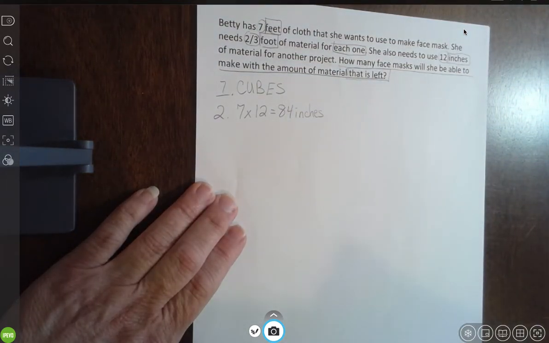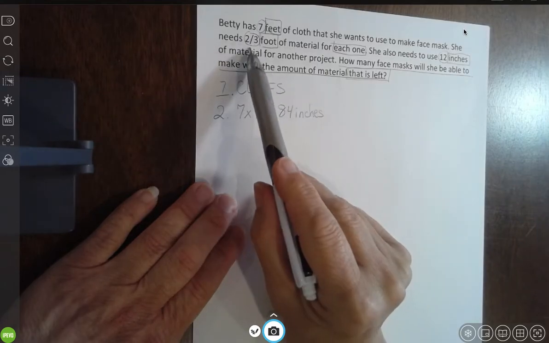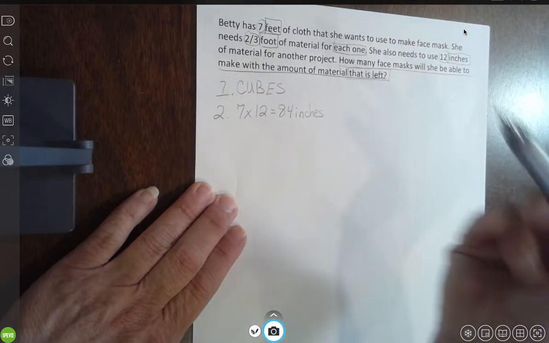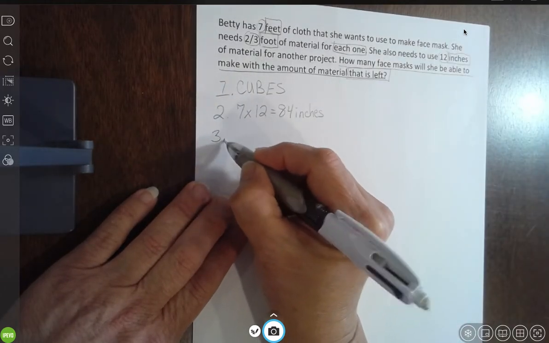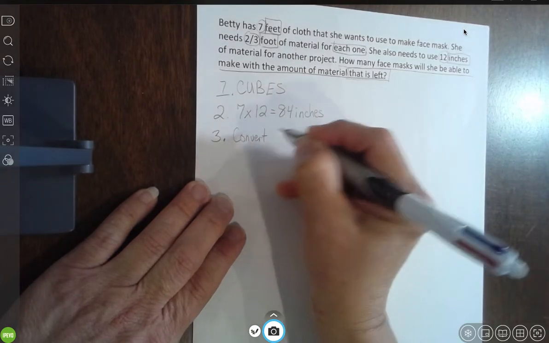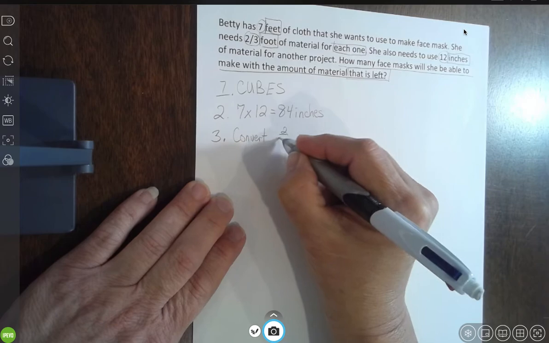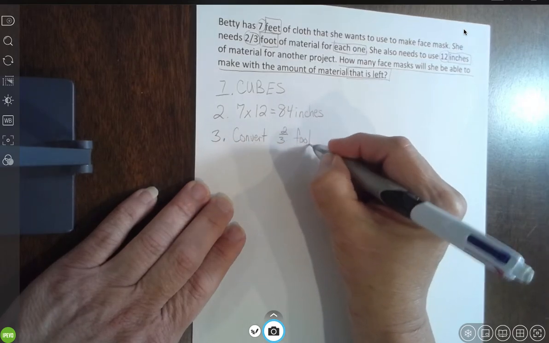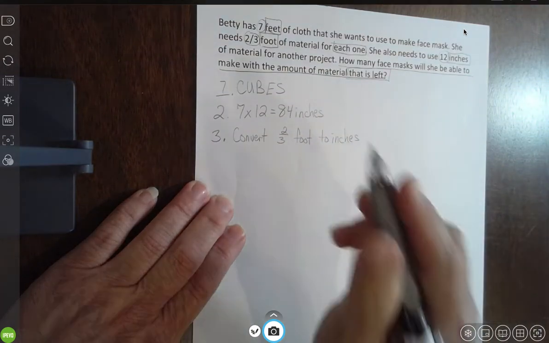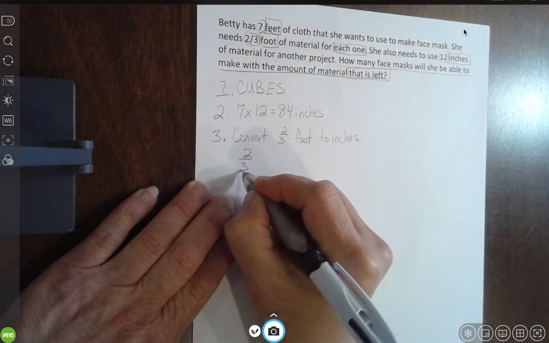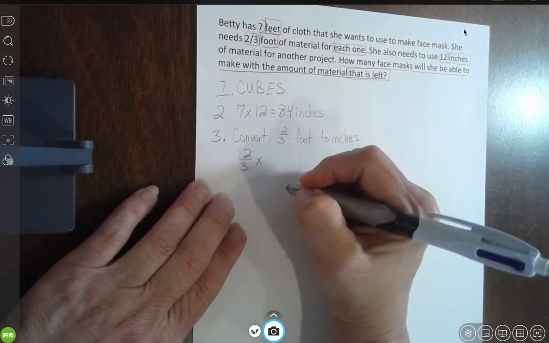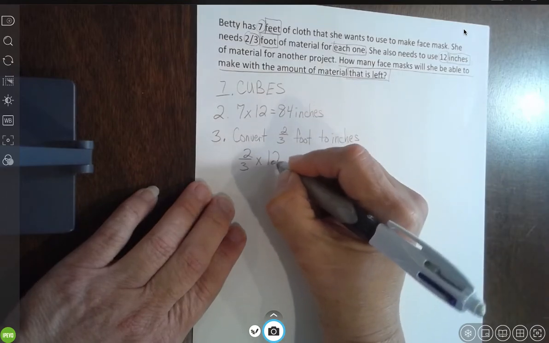Now I've got 2/3 of a foot of material. Well, I need to convert that into inches also. So step 3, I'm going to convert 2/3 of a foot to inches. So how do I do that? Let's look. I'm going to use multiplying fractions, 2/3 times 12, because I know there's 12 inches in a foot.